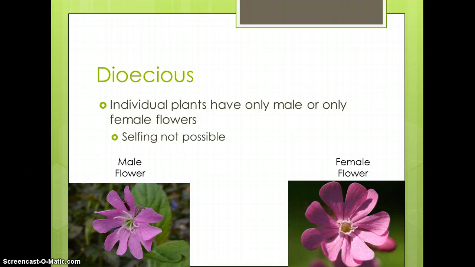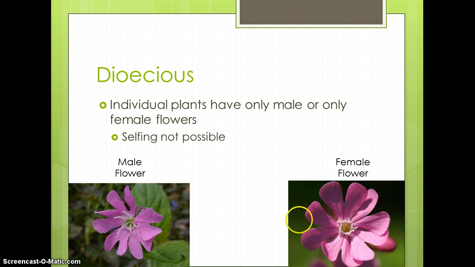Next is dioecious. It's the opposite of monoecious. Dioecious plants have only male or female parts. The female flowers are located on a completely different plant than the male flowers. This means that it takes 2 plants for reproduction to occur. With the 2 plants having different sex organs, selfing is not possible.